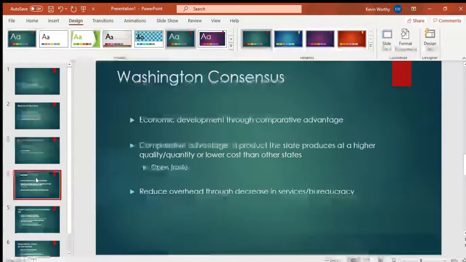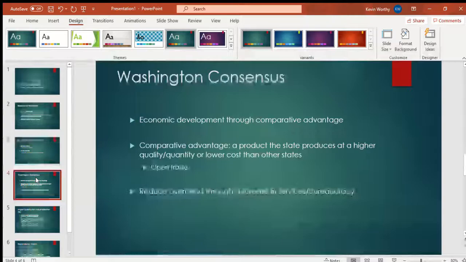You should be open for a lot of imports so that other states will be willing to take your trade. So this is about opening trade and globalization, right? And then the other part is reducing overhead, right? So you cut the services, you cut the bureaucracy. All of a sudden, your state is spending less money on services, and it's making more money through the exports of these products. So this is a very simplified version of Washington Consensus.